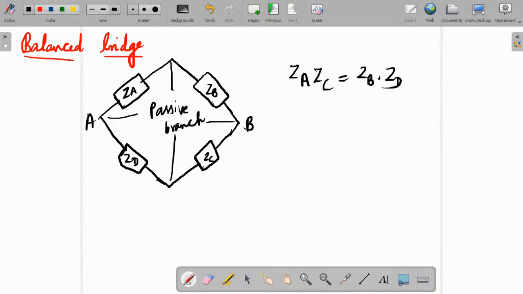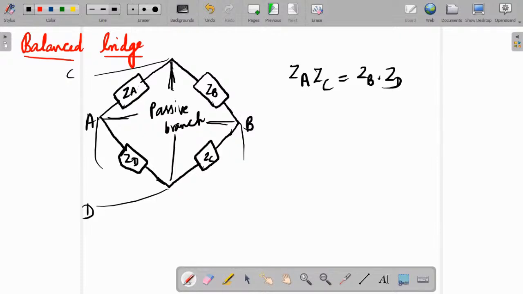Okay, if you are asked to find something across A and B, or something across, let this be CD, then again BC will be in series, AD will be in series and these two will be in parallel, and we can find the equivalent. So if a bridge connection is given, check for the bridge balanced condition. If the bridge balance condition is satisfied and something is connected in the passive branch, just open circuit it. Note the passive branches, these are the passive branches.